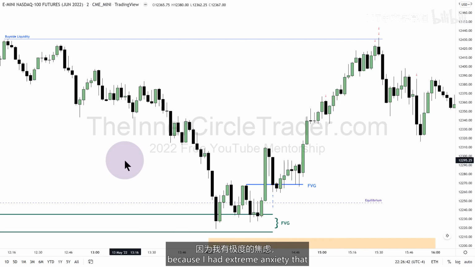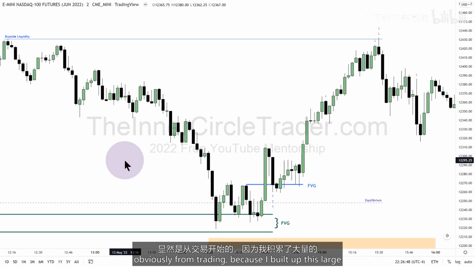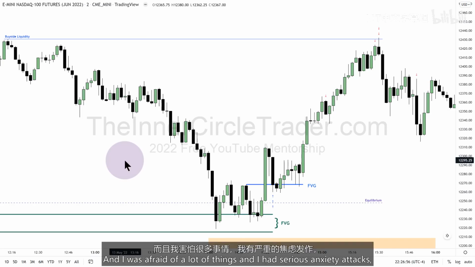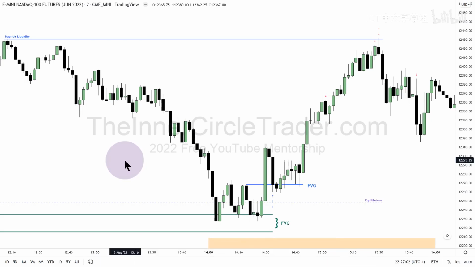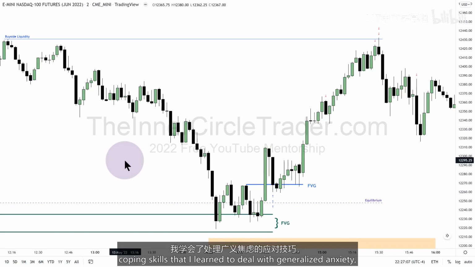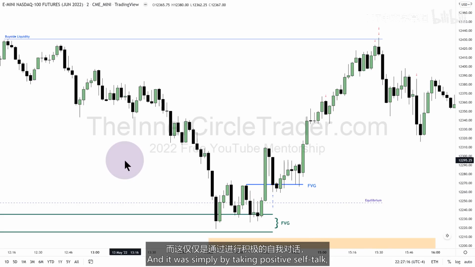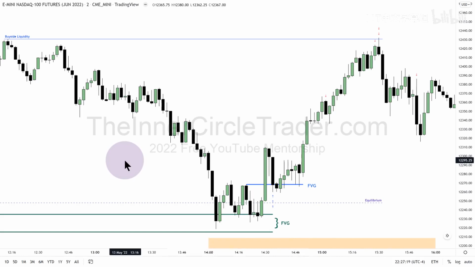It's one of the things that I actually used to overcome agoraphobia, which was the fear of being around other people, because I had extreme anxiety that started obviously from trading, because I built up this large image of myself. And in 2001, all that stuff happened. I was afraid of a lot of things, and I had serious anxiety attacks, panic attacks that would come on out of nowhere. The coping skills that I learned to deal with generalized anxiety, I found were very useful in teaching my students.